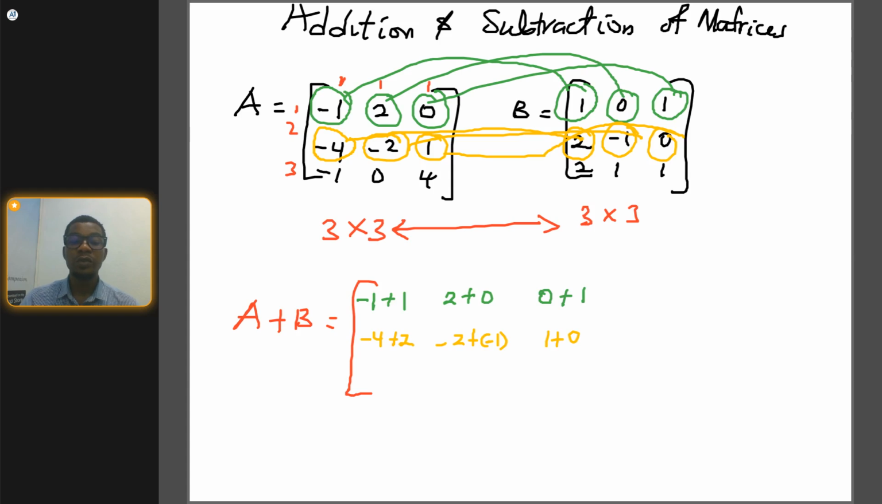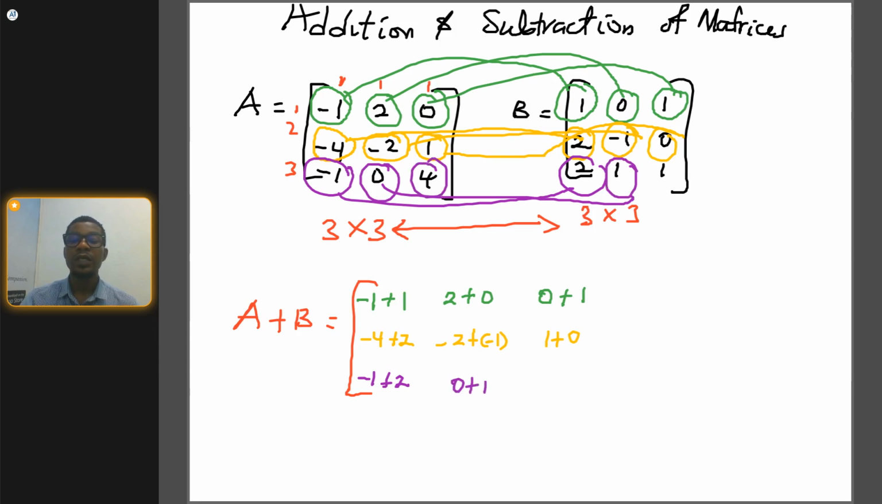Moving to the third row, -1 will be added to 2, that is -1 plus 2. Then 0 is added to 1, that is 0 plus 1. And 4 is added to the corresponding 1, that is 4 plus 1. Close the matrix. Now we have to simplify to get a final answer.